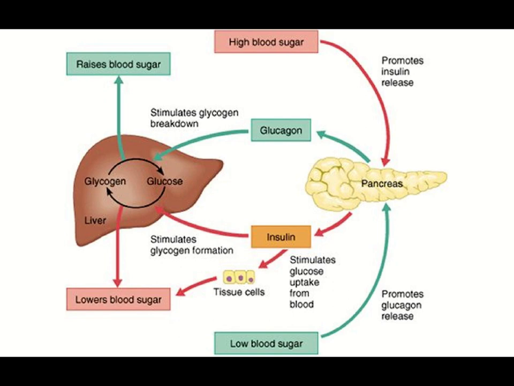Let's take a look at the antagonistic relationship between insulin and glucagon. Hormones that act to return body conditions to within acceptable limits from opposite extremes are called antagonistic hormones. Let's start by looking at insulin. The stimulus for insulin is high blood glucose levels. In response to insulin, cells absorb glucose from the blood and blood glucose levels fall back to an appropriate range.